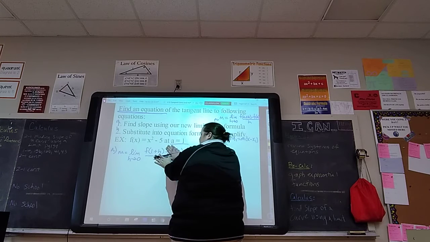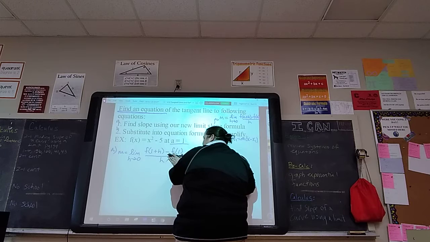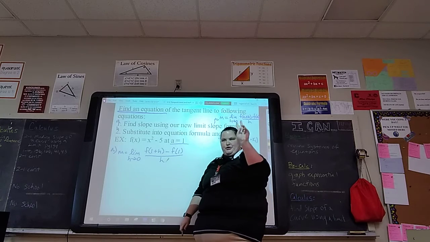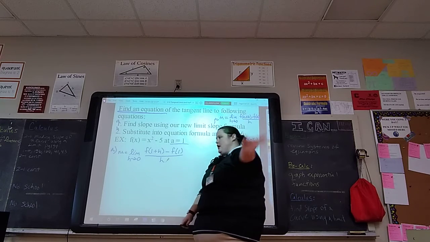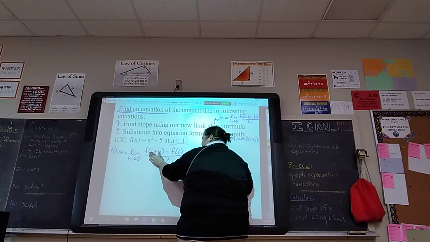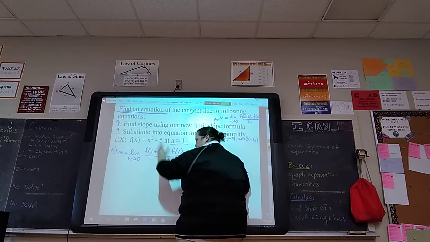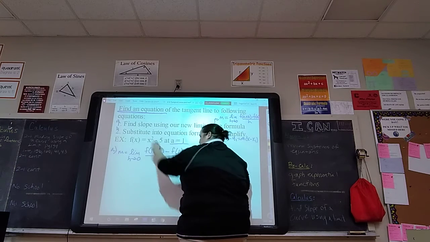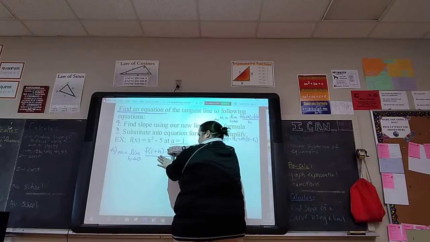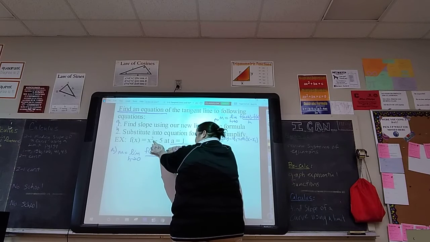Substitute it, okay? So whenever you see this top part of the formula, it's actually asking you to do 2 substitutions. You're going to take 1 plus h and substitute it into whatever function I've given you. So I have to give you a function. We're going to do that substitution, putting 1 plus h into that, simplify it, everything.